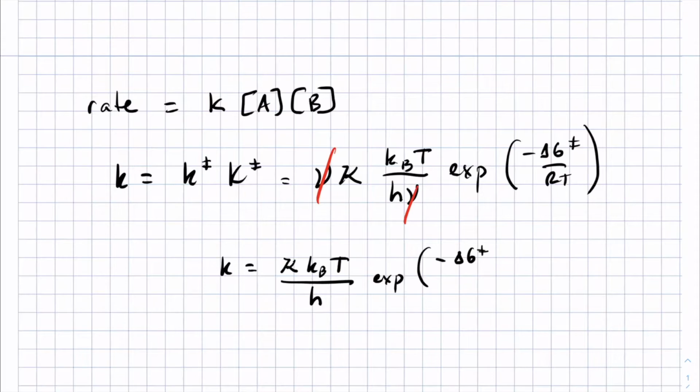And so now you can do experiments where you measure the rate constant, and if you know what these constants are, and you know what the temperature is, it's trivial to figure out the change in free energy for the step you're interested in.